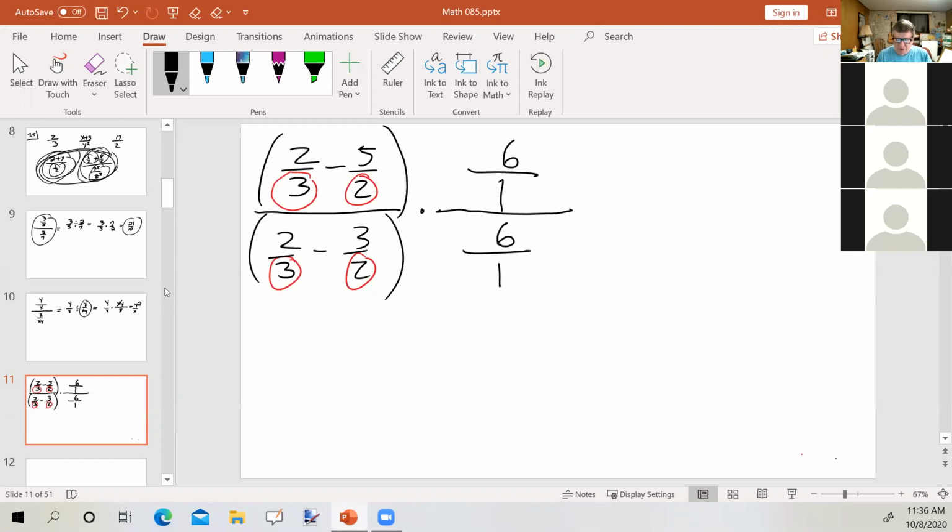Now, I've written it as 6 over 1 divided by 6 over 1, and I put those little over 1 things there to remind you that this 6 on top is on the top of the top, and the 6 on the bottom is on the top of the bottom, so to speak. In other words, it lines up there, it lines up there. Okay? So now we're going to distribute in the numerator.